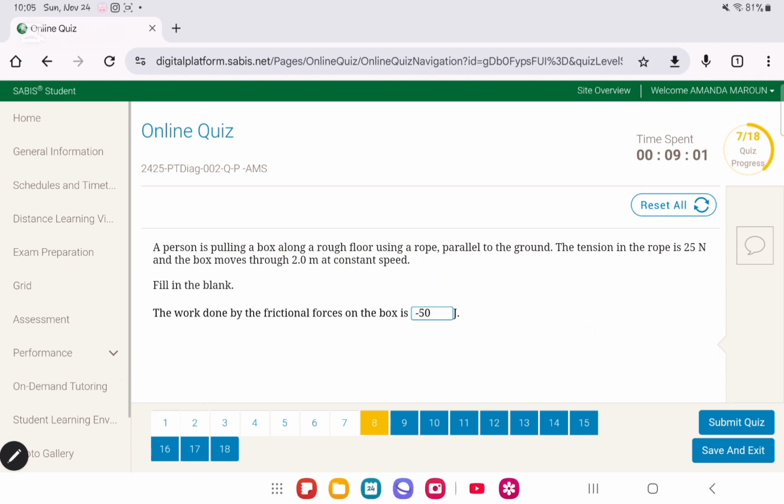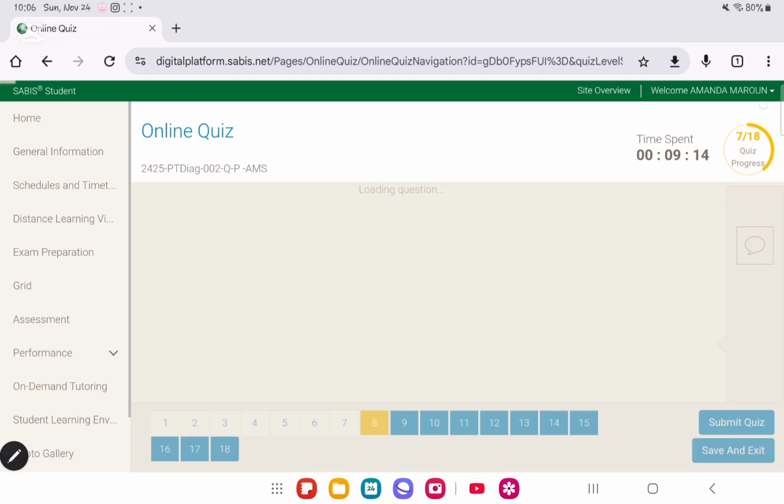So very simply for this question, because it is at a constant speed, tension in the rope is equal to frictional forces. Find the work of tension, then add a minus because frictional forces are resistive, and like that you get the work done by frictional forces.